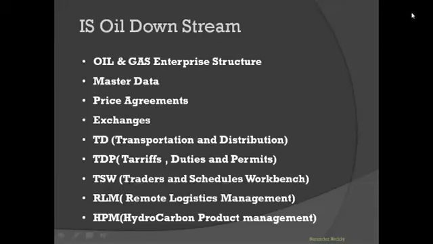As I said before, if you are from SD or MM background, you know the master data and the enterprise structure. But there is a little difference between SD master data and oil and gas master data. Those things I will cover. I will start from zero. How to form the oil and gas enterprise structure, and what organizational entities are present in it, those things we will discuss.